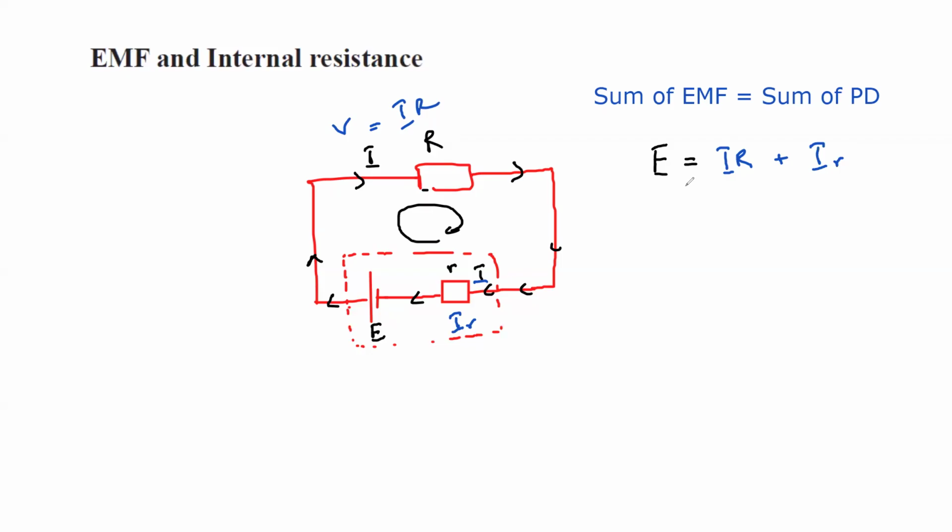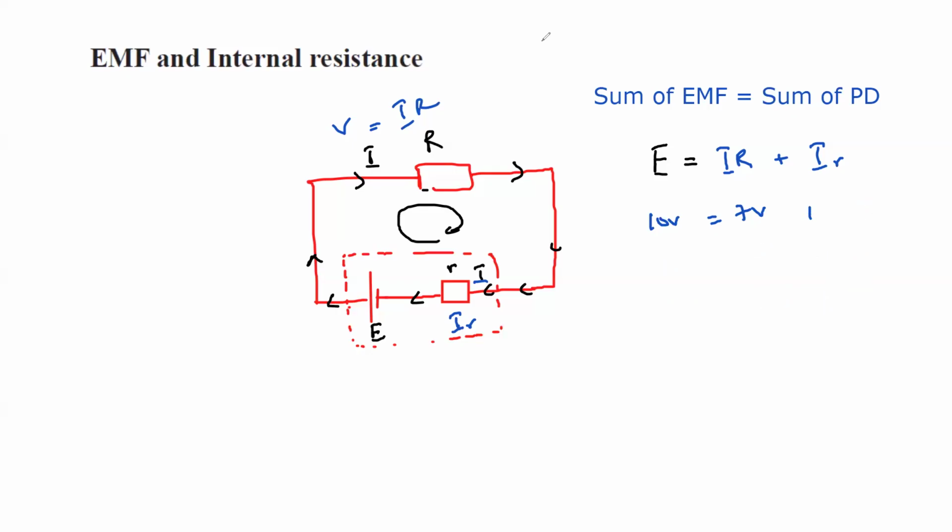So if there is a 10-volt supply, and maybe 7 volts is across external, how much voltage will be across internal? 3. If it is a 10-volt supply, and 5 volts is across external, how much across internal? 5. If 2 volts is external, how much internal? 8. The total sum should be the same. So the total EMF must be equal to the total potential difference.